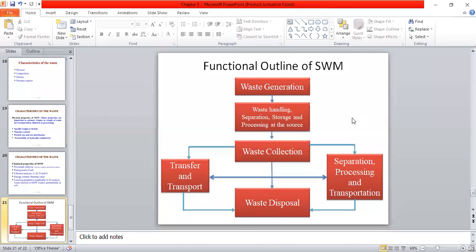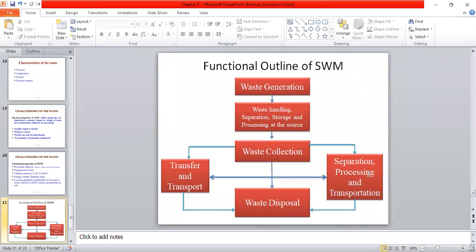The waste generation, okay, and from the source, it will be collection. Then waste handling: separation, storage and processing at the source, where it is generated, can be performed. This will be one of the effective methods. Then it will be collected, waste collection. Then after collection, either it will be transported directly towards the waste disposal spot, or it will go through separation, processing and transportation.